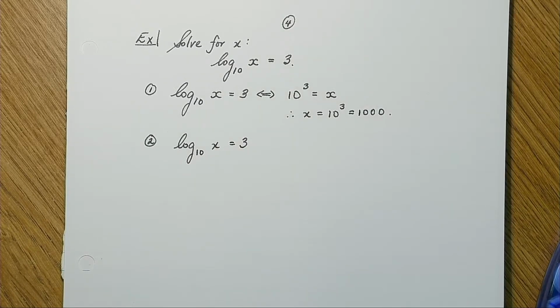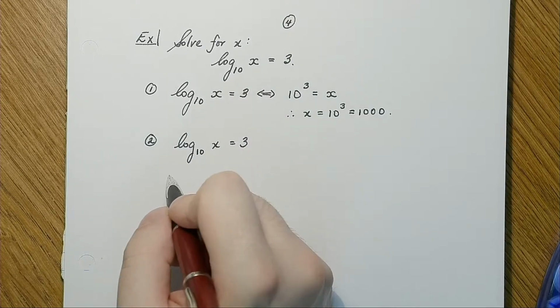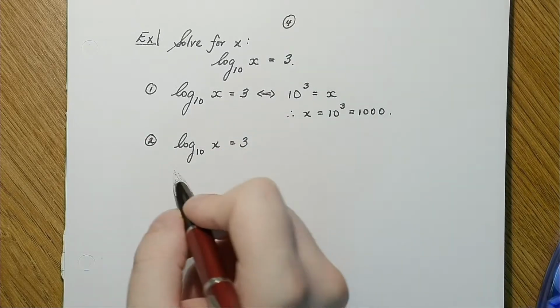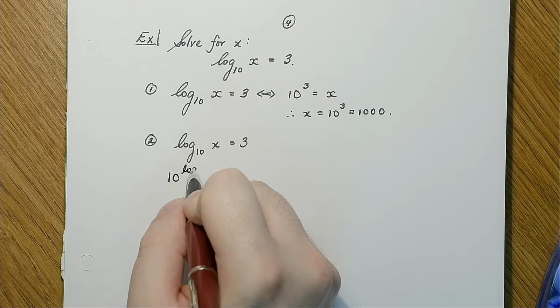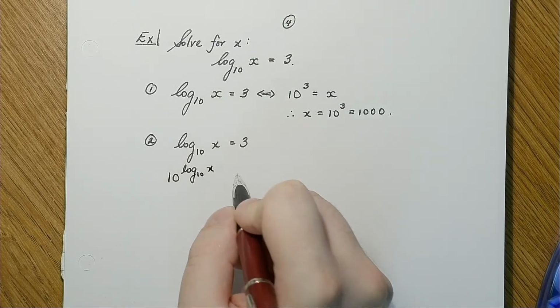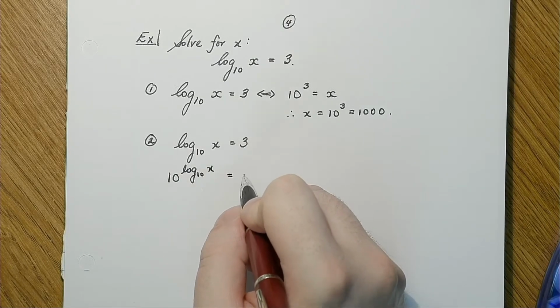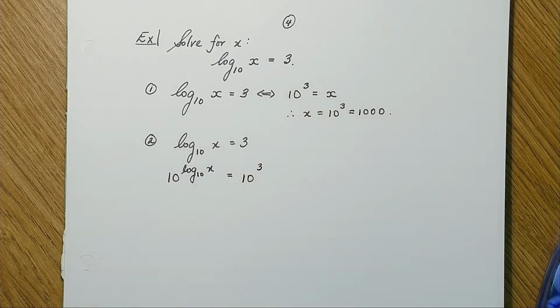And then what I do is I apply the exponential function to both sides. So I'll raise everything, I'll write this all to the 10. So what I mean then is I'll have 10 to the log base 10 of 10 to the x, and that's equal to 10 to the 3.